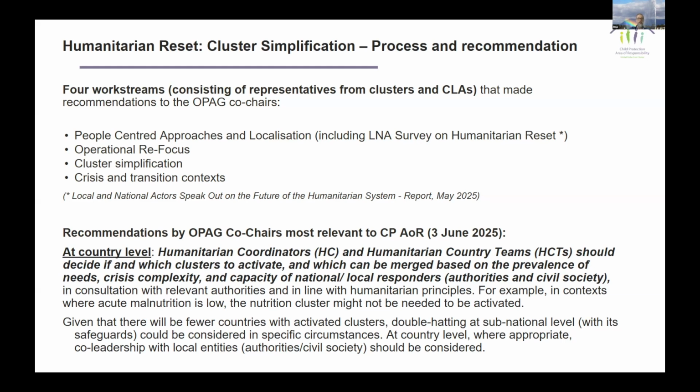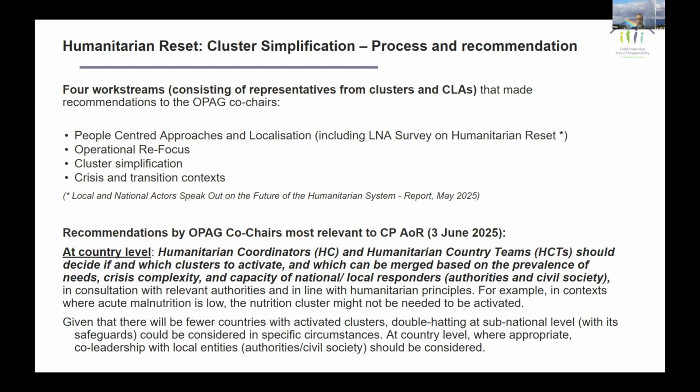But just to say that with the documents of the OPAG co-chairs, after further consultations with stakeholders, presented yesterday at the deputies meeting, they have a recommendation that looks at the protection cluster and clusters in general at the country level and global level. Now, at the country level, they say that humanitarian coordinators and humanitarian country teams should decide if and which clusters to activate and which can be merged based on the prevalence of needs, crisis complexity, and capacity of national and local responders, in consultation with relevant authorities and in line with humanitarian principles.